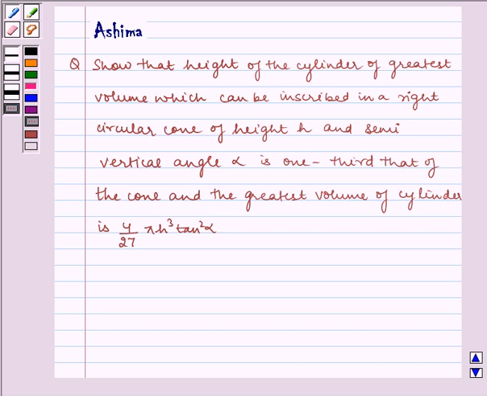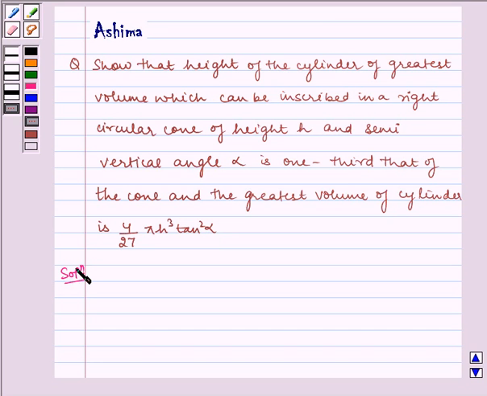Let us understand the following question, which says, show that the height of the cylinder of greatest volume, which can be inscribed in a right circular cone of height h and semi-vertical angle alpha, is 1/3 that of the cone, and the greatest volume of the cylinder is 4/27 pi h cube tan square alpha. Now let's proceed with the solution.